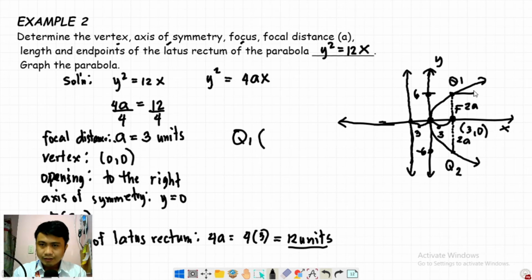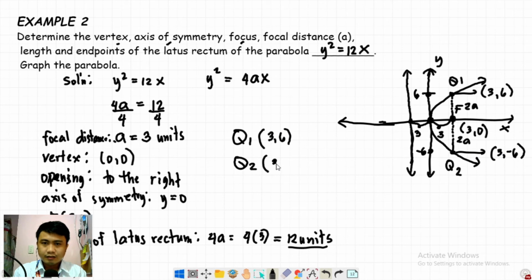Okay, so what is this point? 3, 6. And this point is 3, negative 6. So our Q1 is 3, 6, and our Q2 is 3, negative 6. Okay? So I hope you understood how to get the parts of a parabola, and of course, how to graph.